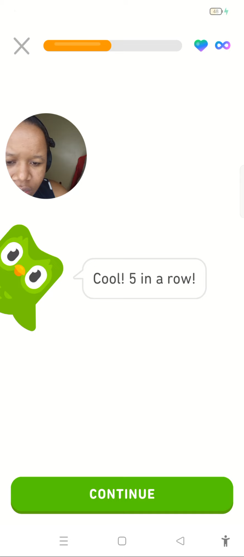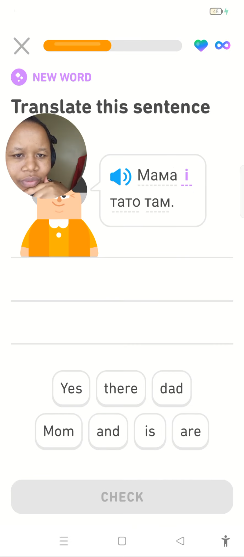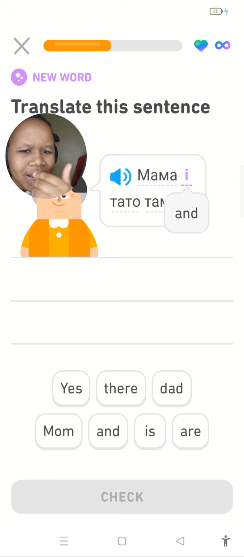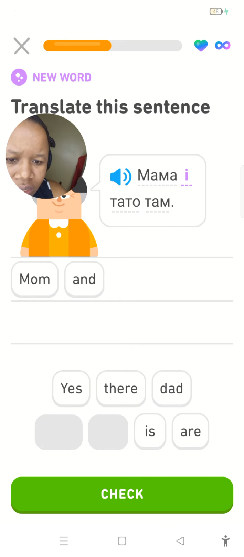Choose whichever I find is more appropriate. Mama e tato tam. I know the rest of this, the meaning, but I don't know the meaning of e. Checking, it's and. I had seen another and, so I'm learning another and. So mama and dad are there.